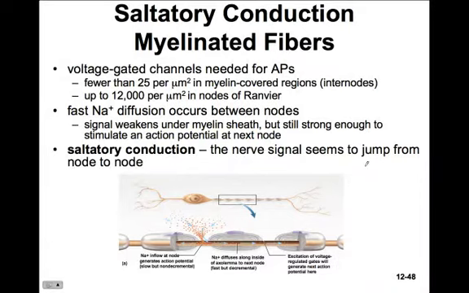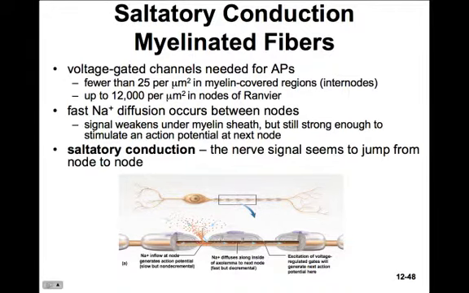In myelinated fibers, we have myelin from the Schwann cells or the oligodendrocytes. In these regions, we will see far fewer sodium and potassium channels. It's difficult for sodium and potassium to cross the membranes at this point. There are fewer than 25 of them per micrometer in the myelin-covered regions, and they're up to 12,000 at the nodes of Ranvier. So fast sodium diffusion occurs between nodes.